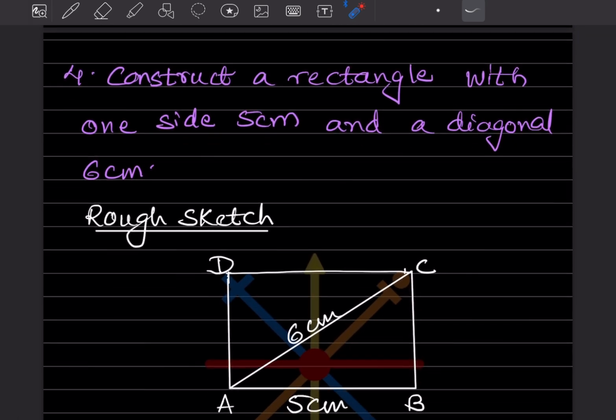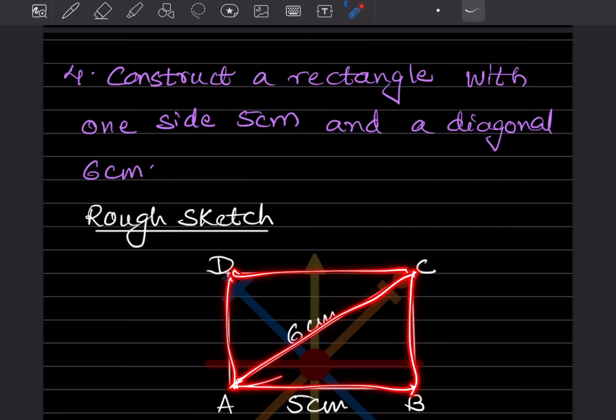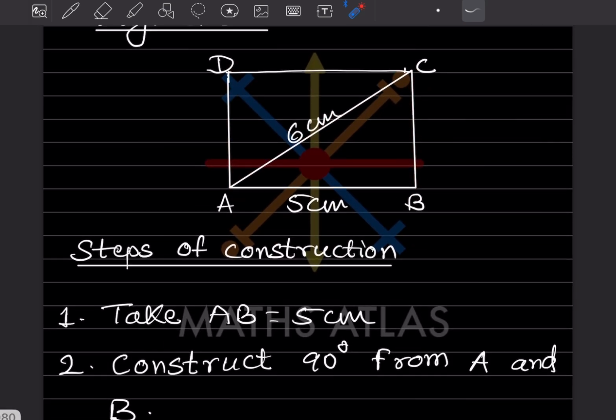Construct a rectangle with one side 5 centimeter and the diagonal 6 centimeter. So this is the rough sketch. This is 5, and because it's a rectangle, this and this will be the same, and this and this will be the same, and this is the diagonal, that is 6 centimeter. So now we will see how to do it.